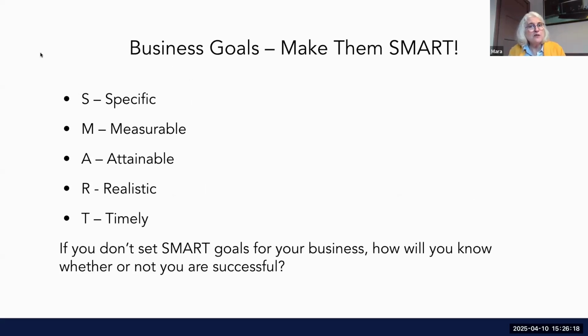And then I also want to talk about business goals, because everybody wants you to have business goals so that you can figure out, am I successful? And so they should be SMART. And I'm sure many of you have heard about SMART goals before. They need to be specific, measurable, attainable, realistic, and timely.